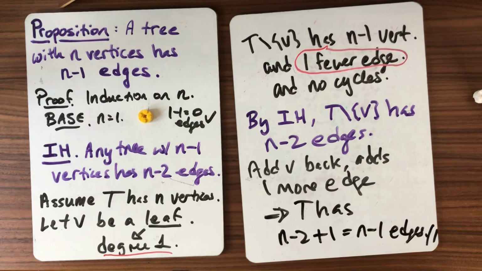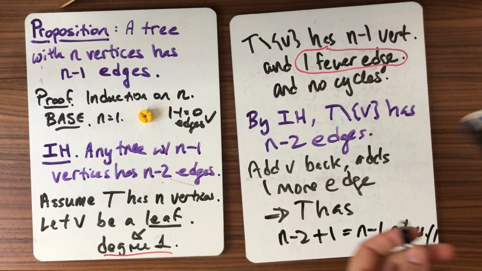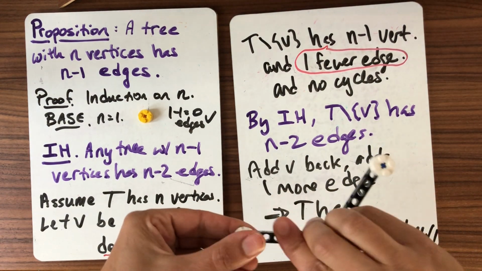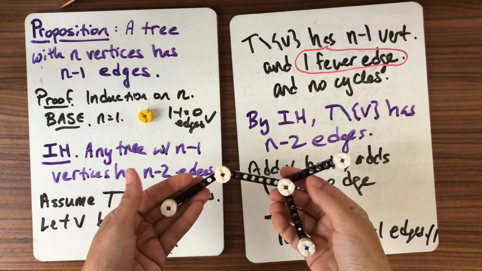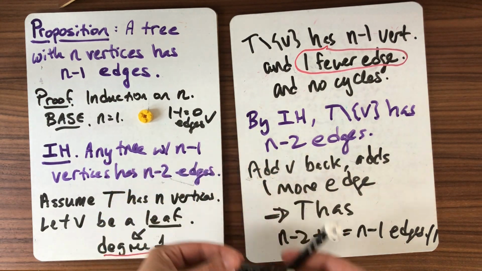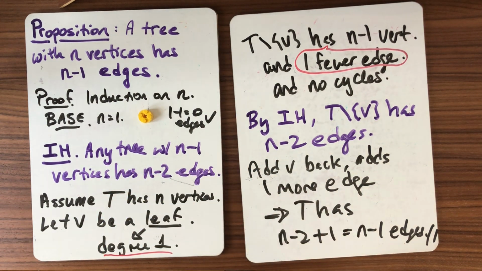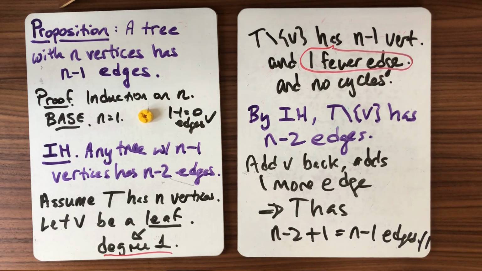And that's the end of our proof. So once we take this guy and add it back on, we've added one more edge and one more vertex. So now we're back up to n minus 1 edges, which is what we were trying to prove. So it is a fact that any tree has n minus 1 edges. We'll look at other properties of trees and equivalent characterizations of trees in the next video.